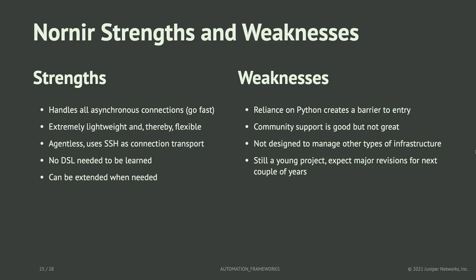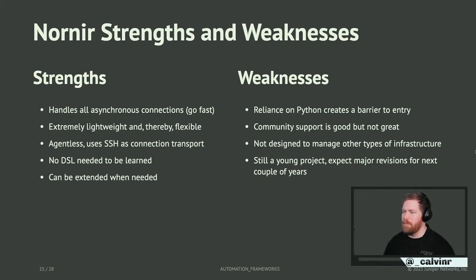So let's talk about some of the strengths and weaknesses again. The strengths: it handles all the asynchronous connections for you. Go fast. Yeah, there's no lie to that. That's really a huge benefit within Nornir. Extremely lightweight and thereby very flexible, kind of like what Flask is. Again, you'd probably have to have some experience in the web development world to really understand that parallel, but it is an apt comparison. It's also agentless. It also uses SSH as its transport mechanism. There's no DSL to be learned. I'm not talking about your home internet connection DSL. What I mean is that there's no domain specific language.